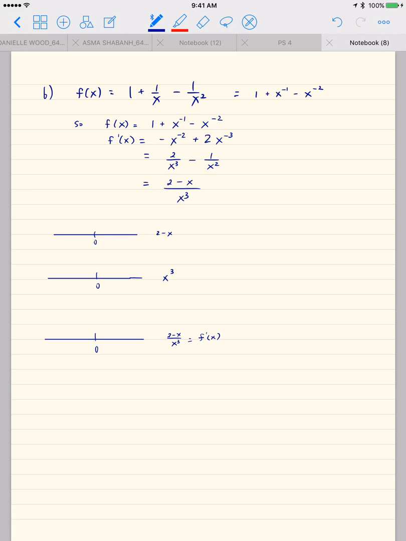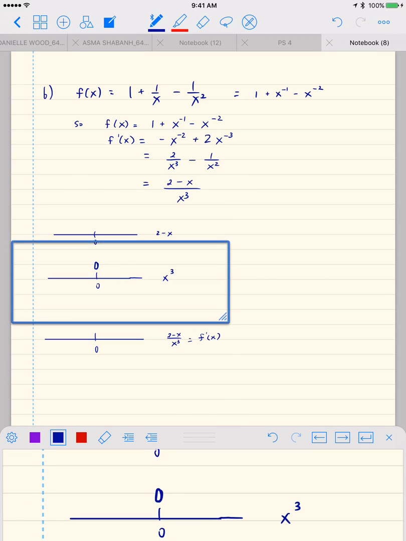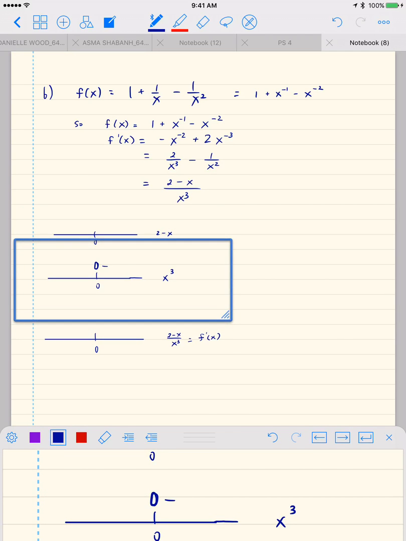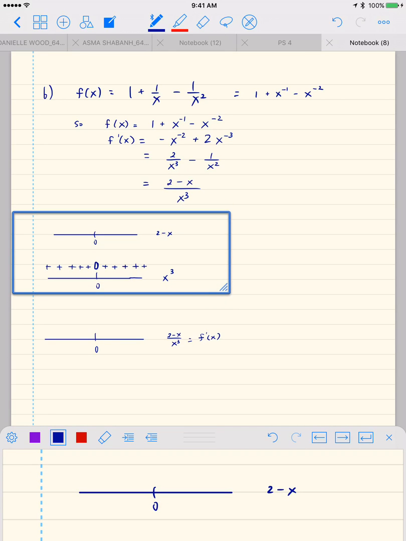x cubed is the easiest because it is 0 at 0, and it'll be positive when x is positive, and negative when x is negative. Okay, what about 2 minus x? 2 minus x is going to have something special happen at 2. It's going to be 0 when x equals 2. And it will be negative when x is greater than 2, and positive when x is less than 2.